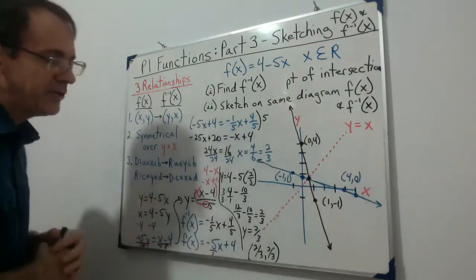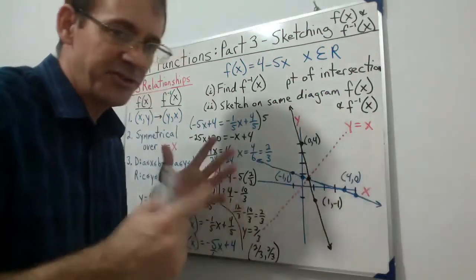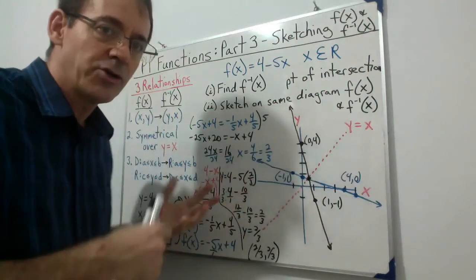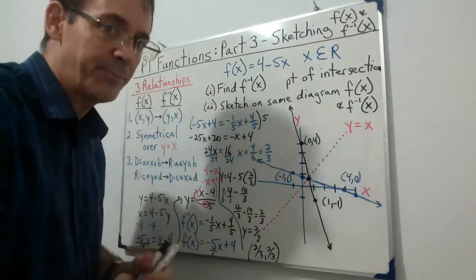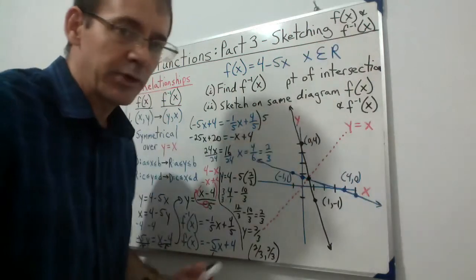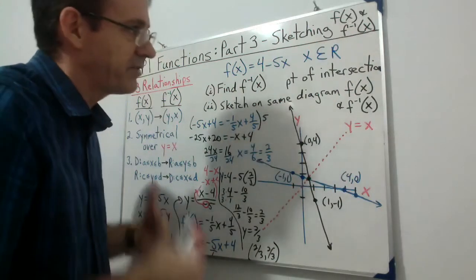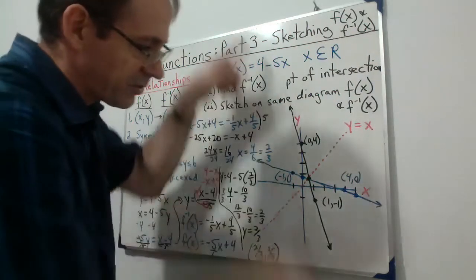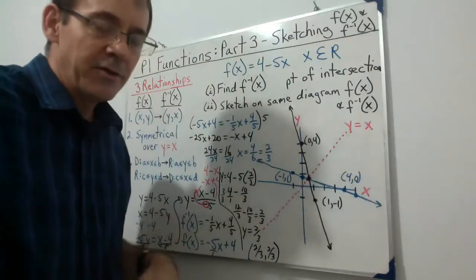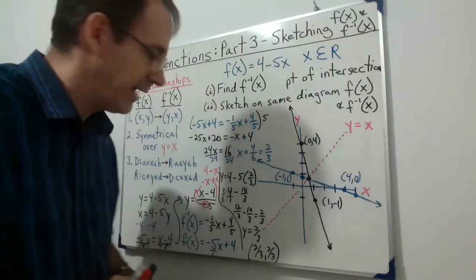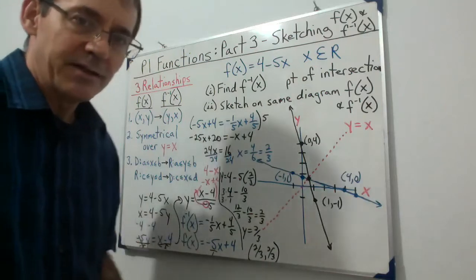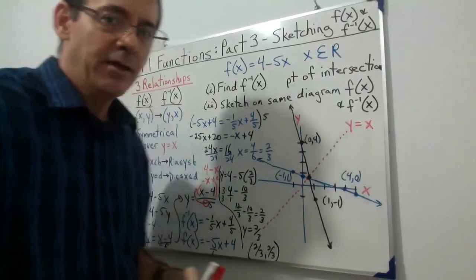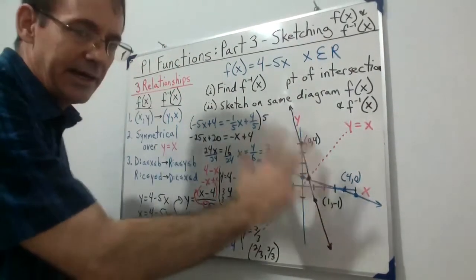For the domain and range, I'll show you better on the second example. This one, because the domain is all reals, means that the range is also all reals. It's going off in both directions, so we don't really have bounds to look at, and we'll look at that on the second example.